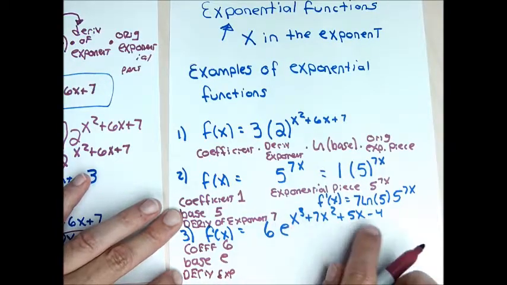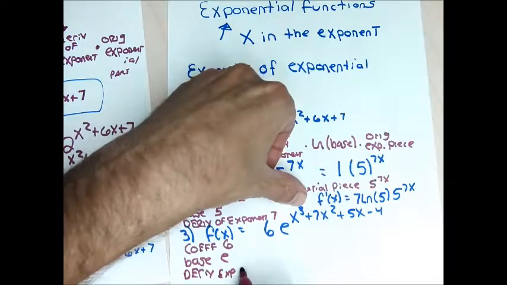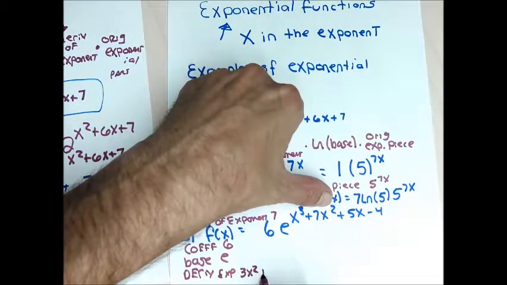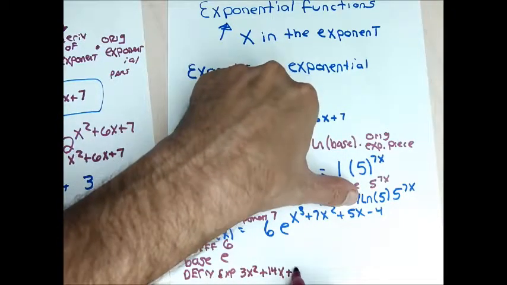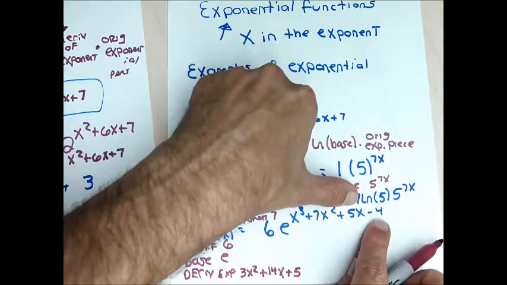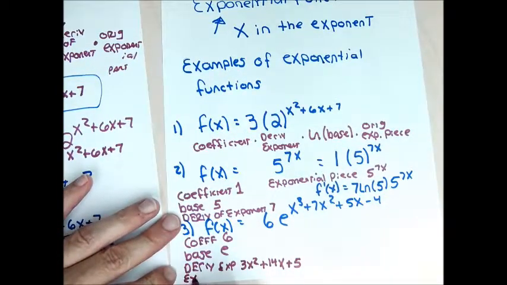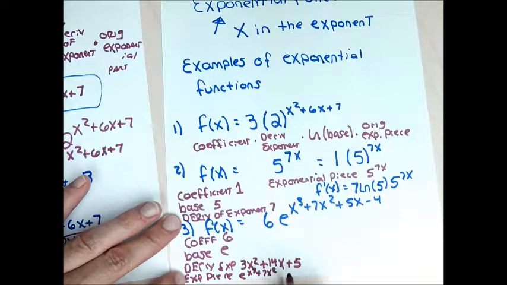For the derivative of the exponent, I'm going to take the derivative of each term here. The derivative of x cubed is 3x squared. The derivative of 7x squared is 14x. The derivative of 5x is 5. And the derivative of minus 4 is 0. And the exponential piece is e to the x cubed plus 7x squared plus 5x minus 4. I'm kind of out of room.